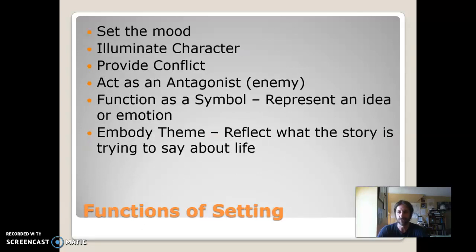What can setting do? What are the functions of setting? How do authors use setting? Well, they can use setting in a number of different ways. First of all, setting can set the mood. It can create how the story feels.